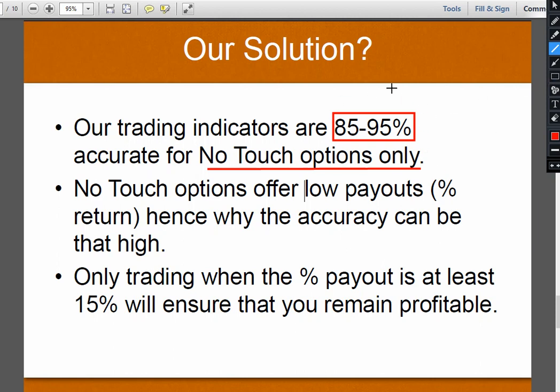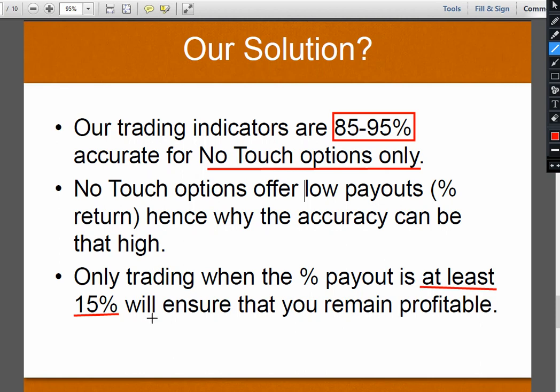Now, for this win rate to be useful and for you to remain profitable, from our own statistics, we realized that if the payout is at least 15% and you consistently trade with a minimum of 15%, that means when it's 20%, 18%, 30%, you will remain consistently profitable.